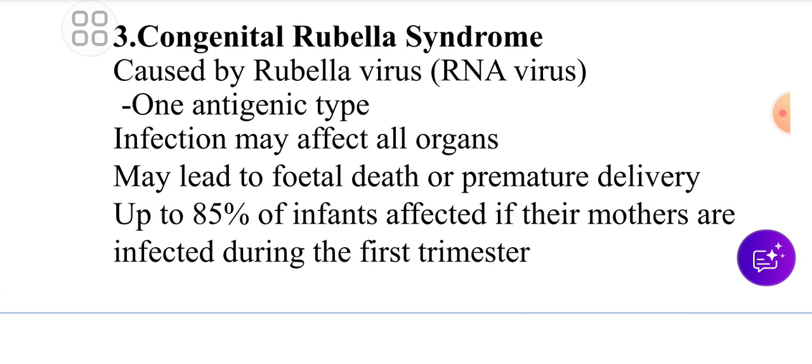Then we come to congenital rubella. This is a viral disease. Congenital rubella syndrome is caused by the rubella virus, which is an RNA virus. The good thing is that it is one antigenic type, so vaccination is affordable. Infection may affect all organs and may lead to fetal death or premature delivery. Up to 85% of infants will be affected if their mothers are infected during the first trimester. So the chance of infection is high if the mother is infected in the first trimester.